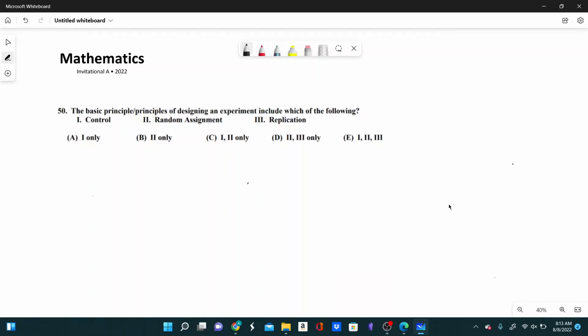Number 50. The basic principles of designing an experiment include which of the following? 1. Control, 2. Random assignment, and 3. Replication. So let's just break down what each of these mean step by step. So first one we have is control.